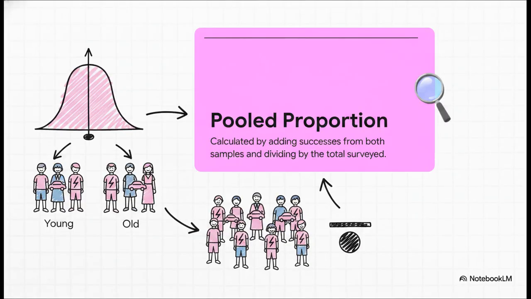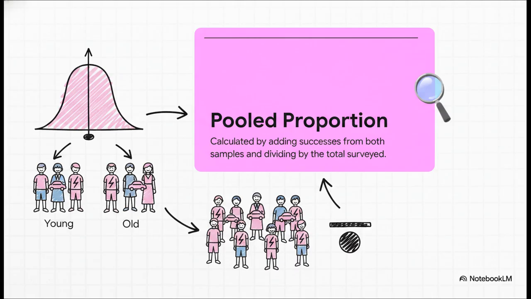To actually run this test, we have to pretend for a moment that both groups are exactly the same. Because our null hypothesis assumes the two proportions are equal, we dump all the data into one big bucket to find what's called a pooled proportion.